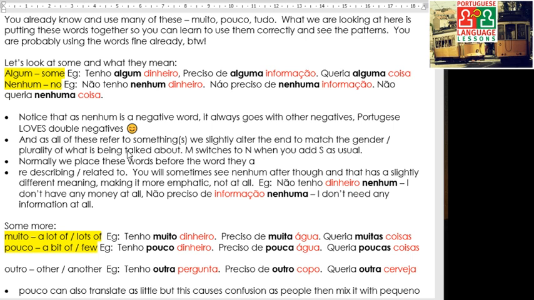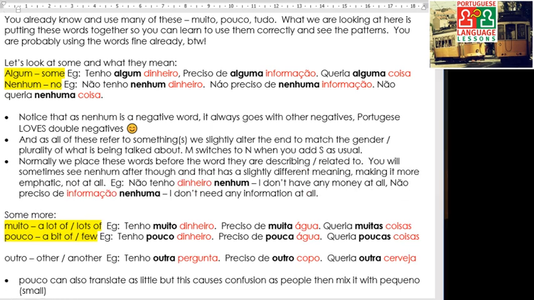All of these words refer to something. Okay, dinheiro, informação, coisa. So that's what they're strongly linked to, these words. And as such, they've got to match these words. So we see a slight variation in the ends. When algum, nenhum becomes plural, we switch the end to an M, as usual. Normally, we place these words before the word they refer to. So they go directly before, and so match.